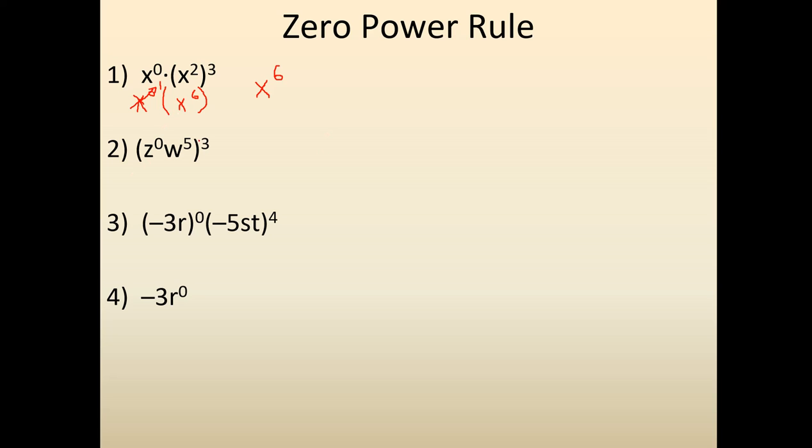All right, for number 2, we do the same thing. Again, one of the things that we learned with the power rule was that we distribute the 3 to all the terms and we multiply. So this becomes z, 0 times 3 is just 0, easy enough. And then 5 times 3 is 15. So once again, z to the 0 just drops out to become 1. And we're left with w to the 15th. So let me just circle my answers.